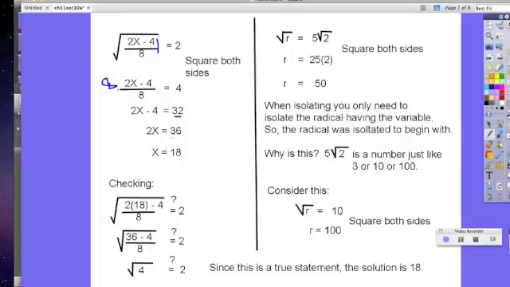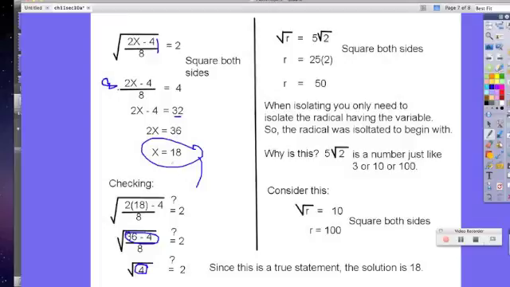Remember what you have to do? You have to check it. So we have 2 times 18 is 36. 36 minus 4 is 32. 32 divided by 8 is 4, and the square root of 4 is 2. So x equals 18 is a solution.